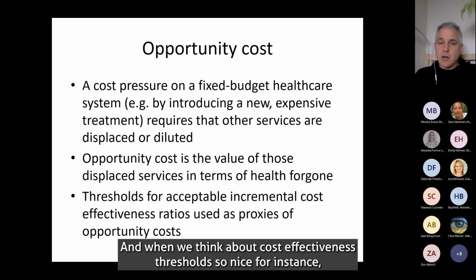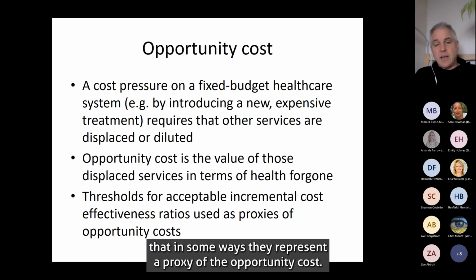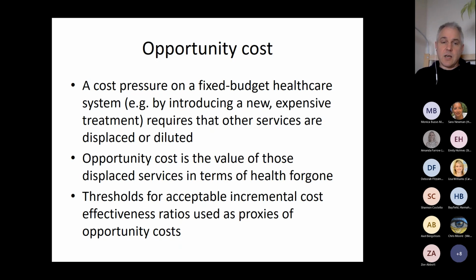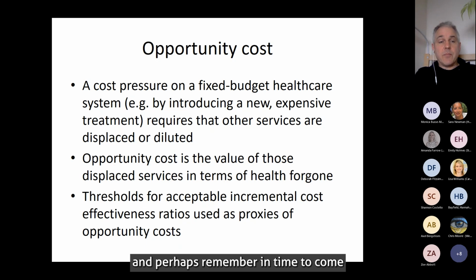And when we think about cost effectiveness thresholds, so NICE, for instance, specifies a £20,000 to £30,000 per QALY threshold for cost effectiveness, then in some ways they represent a proxy of the opportunity cost. And so I think this slide is quite important for you to try and understand and perhaps remember in time to come.